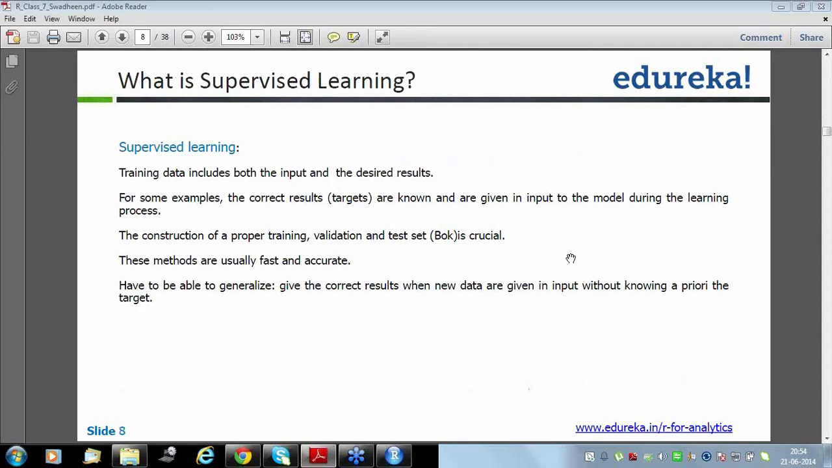Supervised learning: training data include both the input and the desired result. For some examples, the correct result targets are known and are given as input to the model during the learning process. So we know that in supervised learning, we know what the target is, what needs to be predicted. Like I told you, in credit card fraud activities, the target is to get the probability, what we understand as the CIBIL score in India. So the CIBIL score is basically the probability, but it converts into a score. The probability of being default.